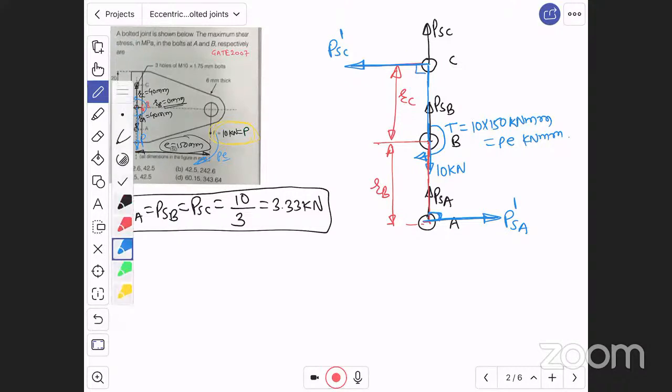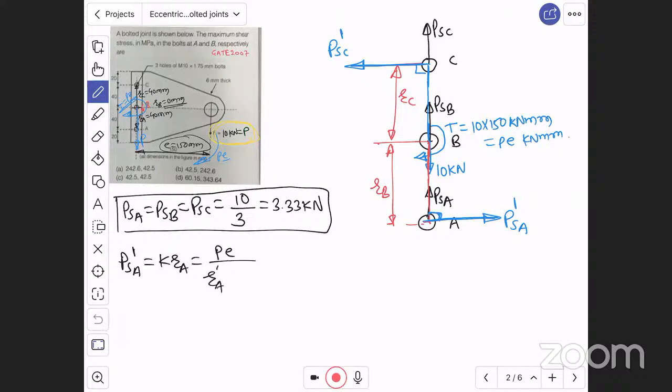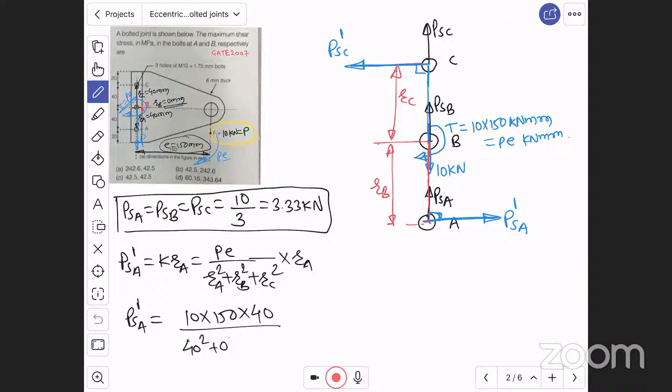Now calculate them. Therefore, what is the formula to calculate the secondary shear load? PSA dash is equal to K into RA, where K is P into E divided by RA square plus RB square plus RC square, into RA. This is the formula to find the secondary shear load on A. Therefore, PSA dash is equal to P into E, which is nothing but torque, 10 into 150, into RA. RA is given as 40. Already we have calculated all the dimensions. RA is 40, divided by RA 40 square plus RB 0 square plus RC 40 square.